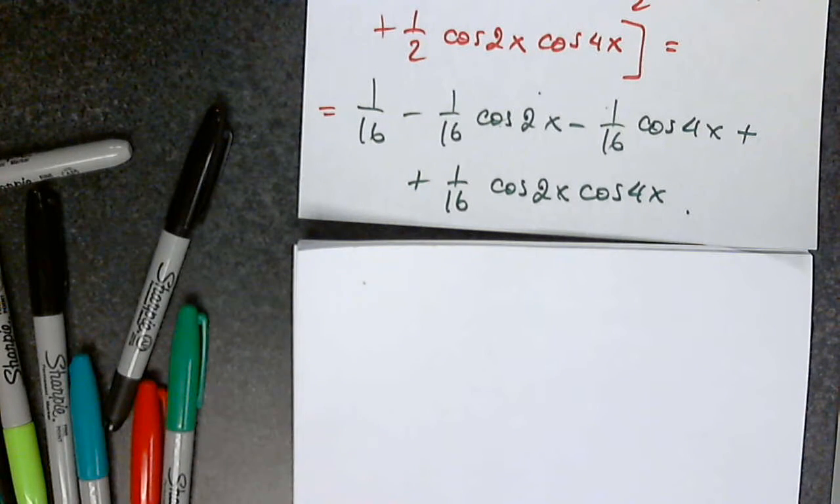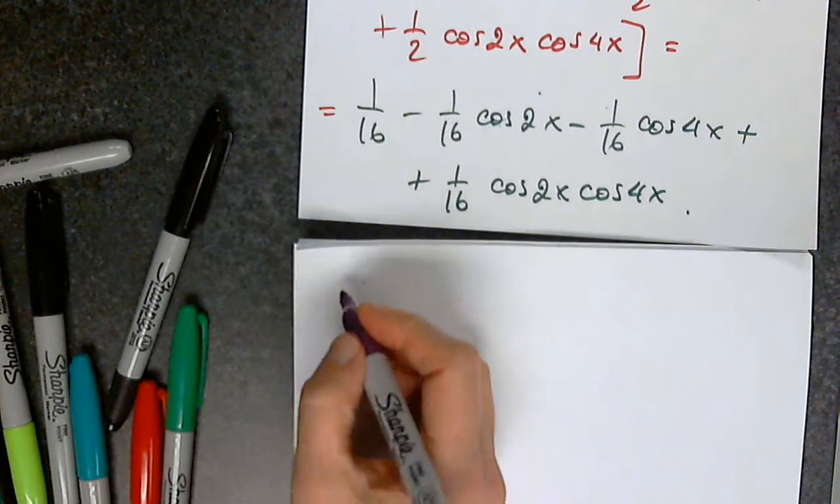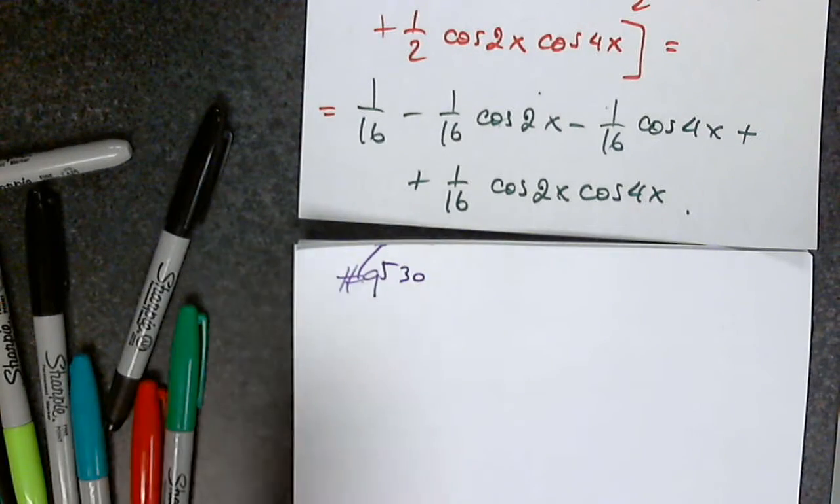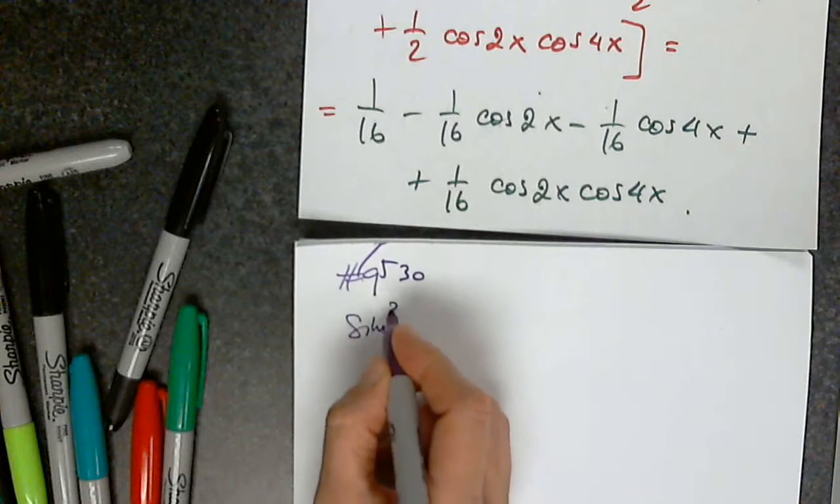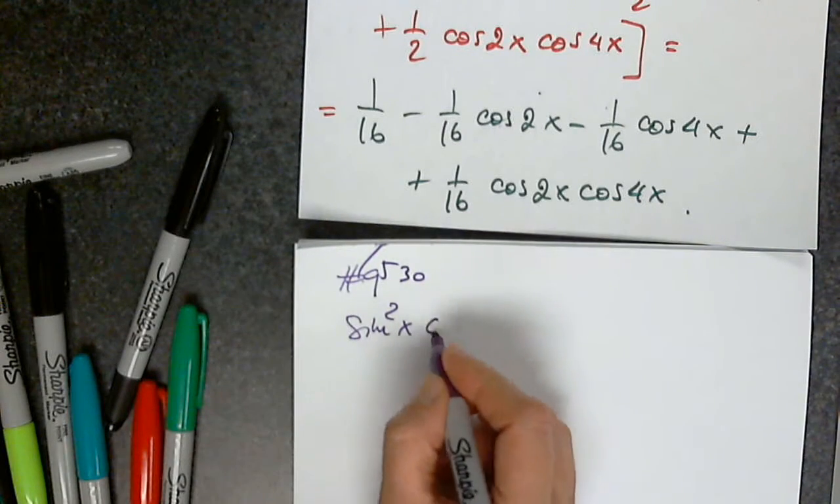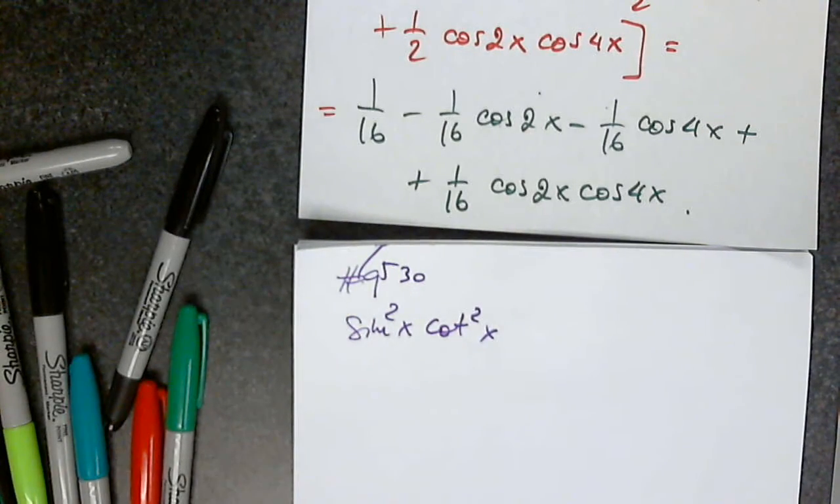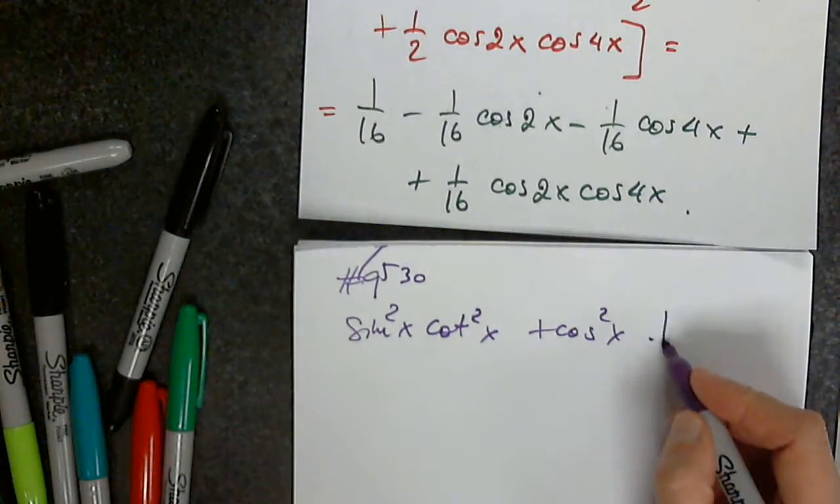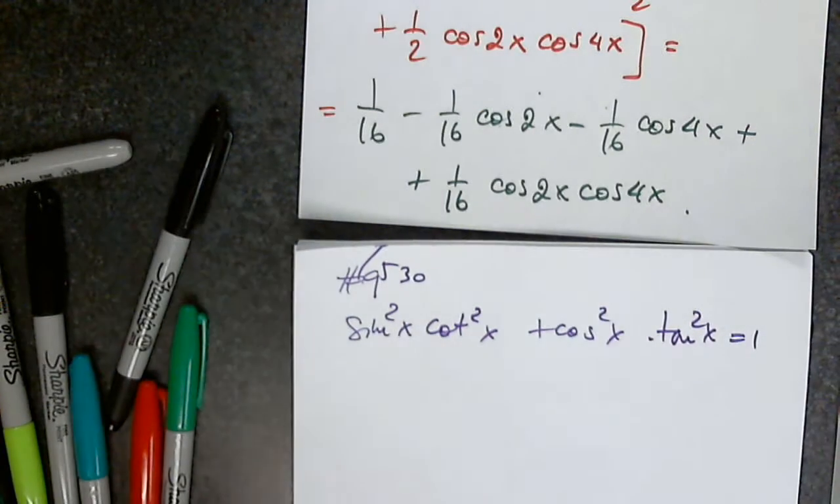So let's go to the end of chapter 7 and review. Let me select a couple of problems and let's work on problem 9 on page 530. Sine squared x times cotangent squared x plus cosine squared x times tangent squared x. Please show that this is 1.